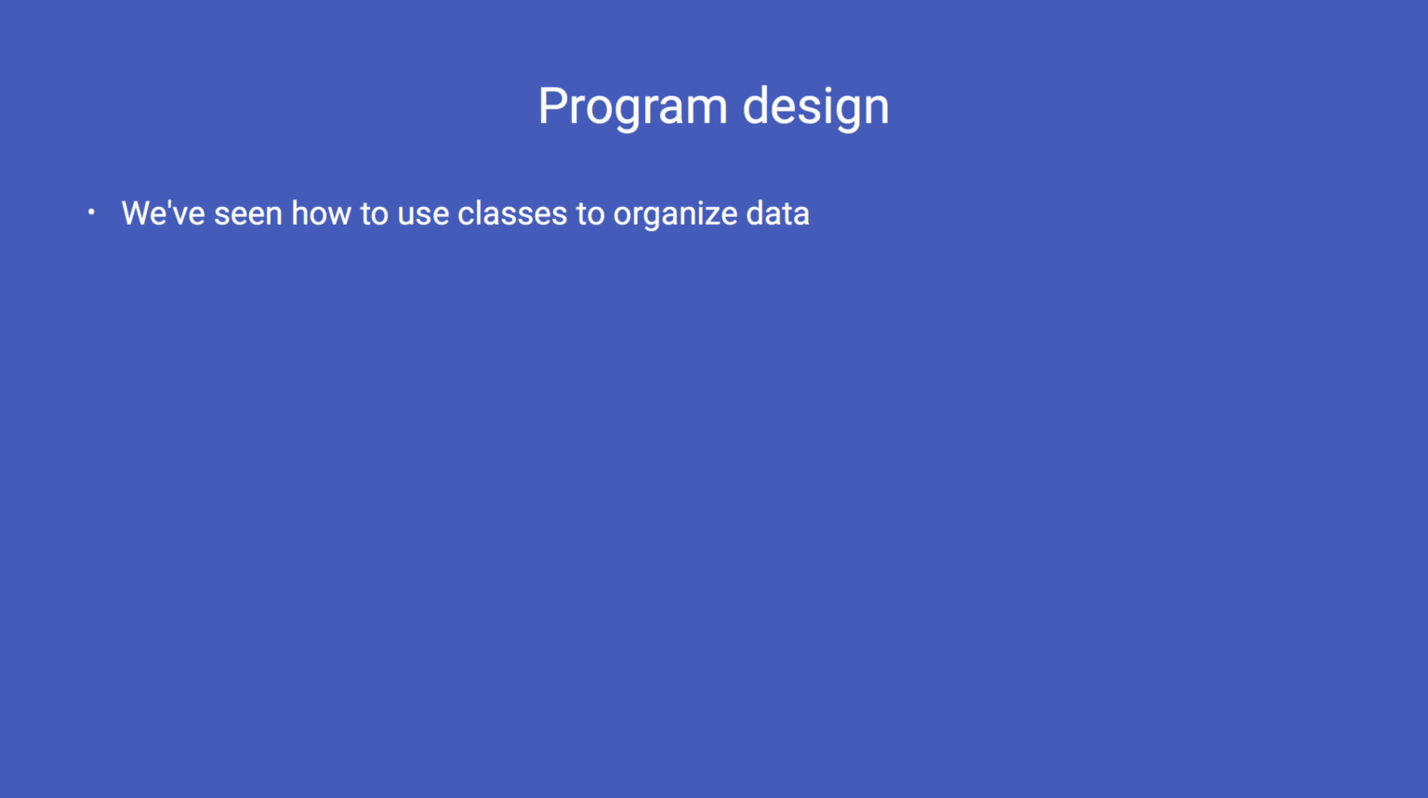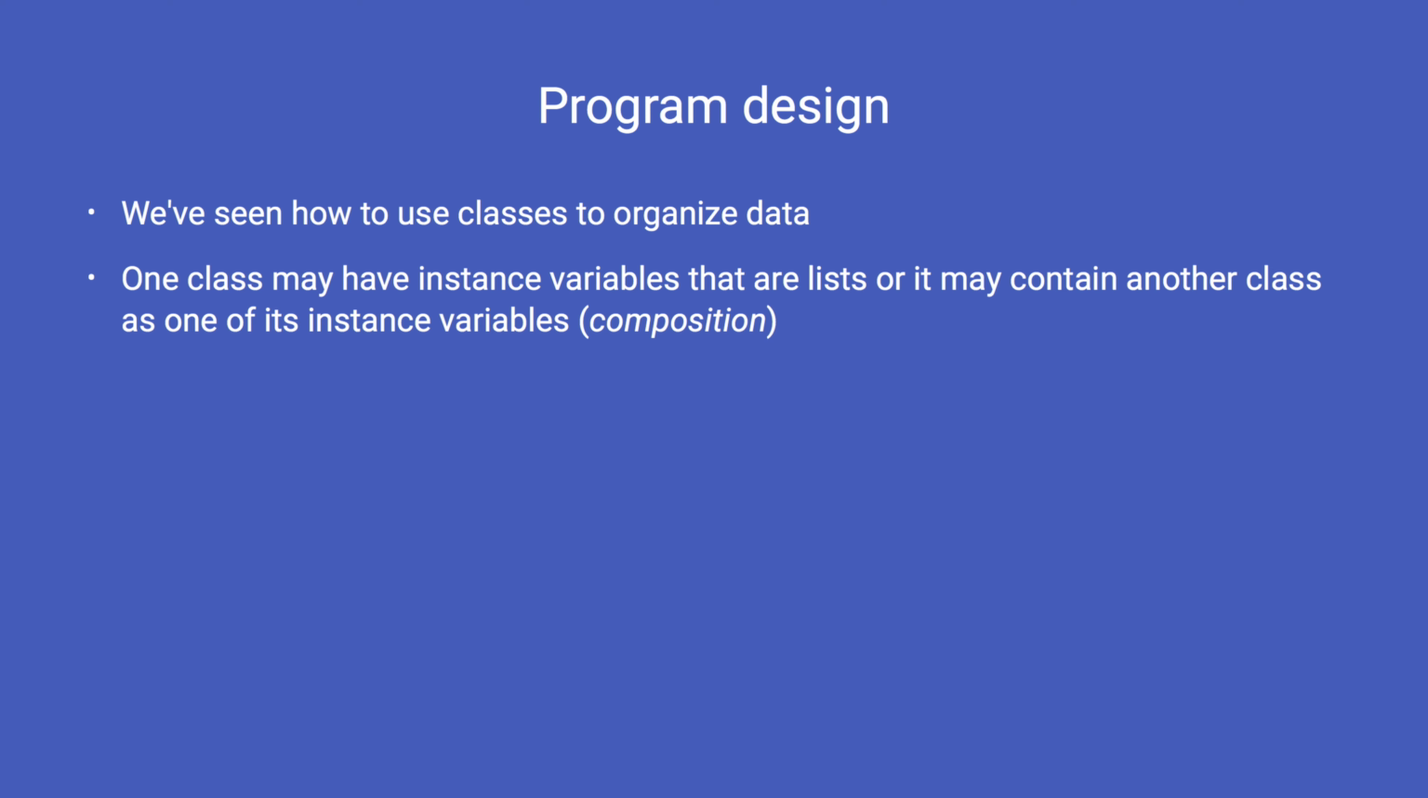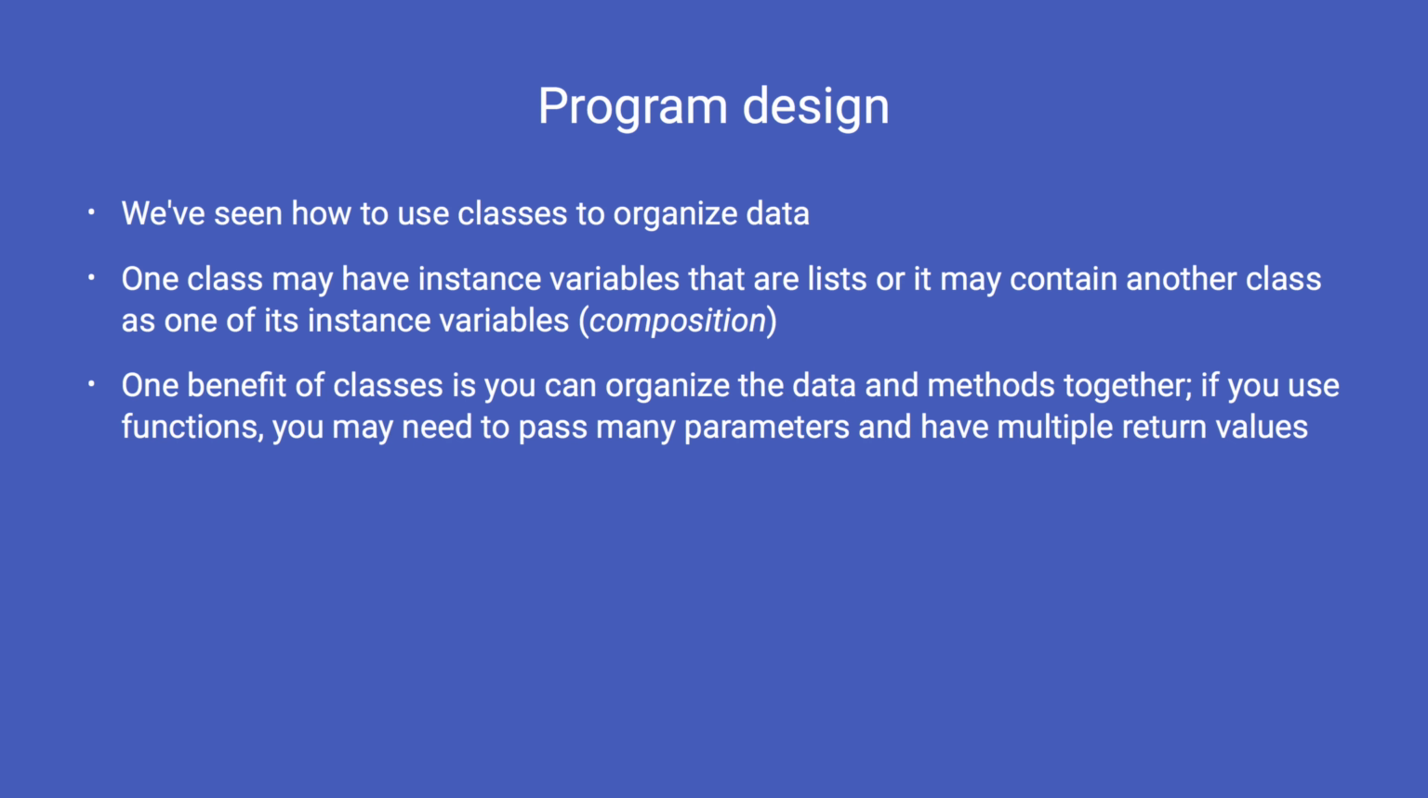We've seen how to use classes to organize the data for our programs. One class may have instance variables that are lists, or it may contain another class as one of its instance variables. This is known as composition. One of the main benefits of classes is you can organize the data and methods together.